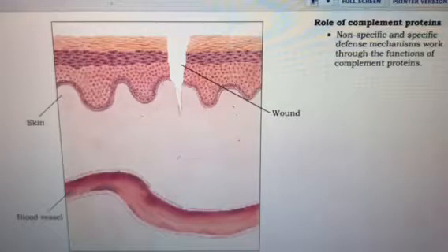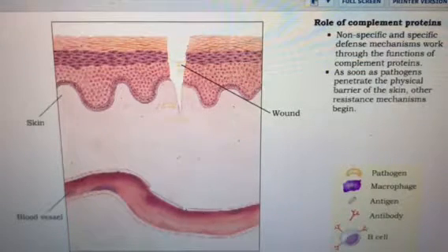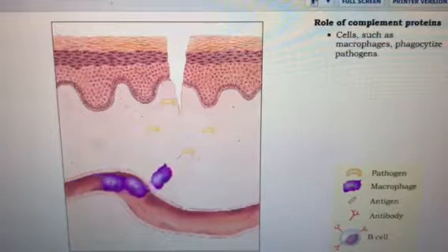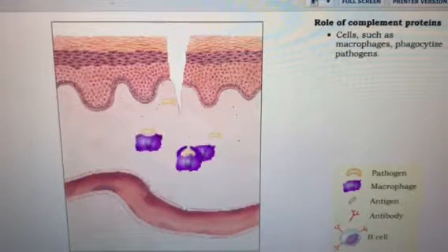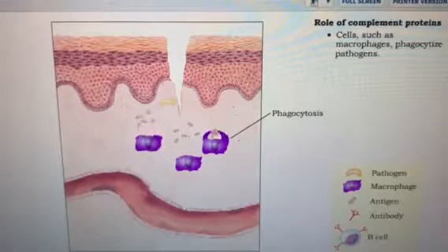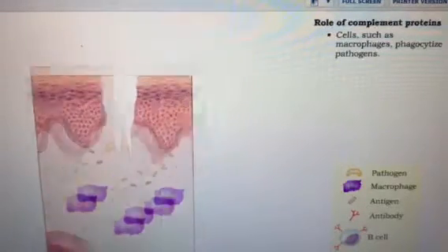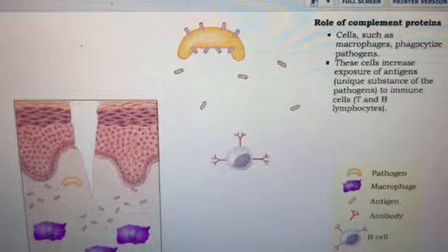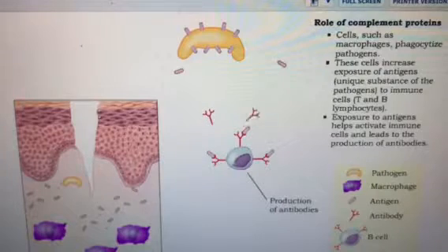Both types of resistance mechanisms work through the functions of a group of antimicrobial substances called complement proteins. Once physical barriers, such as the skin, are breached by pathogens, other resistance mechanisms mobilize. Cells, such as macrophages, phagocytize pathogens. One function of these cells is to increase exposure of antigens to immune cells. Such exposure begins the activation of immune cells and leads to the production of antibodies.